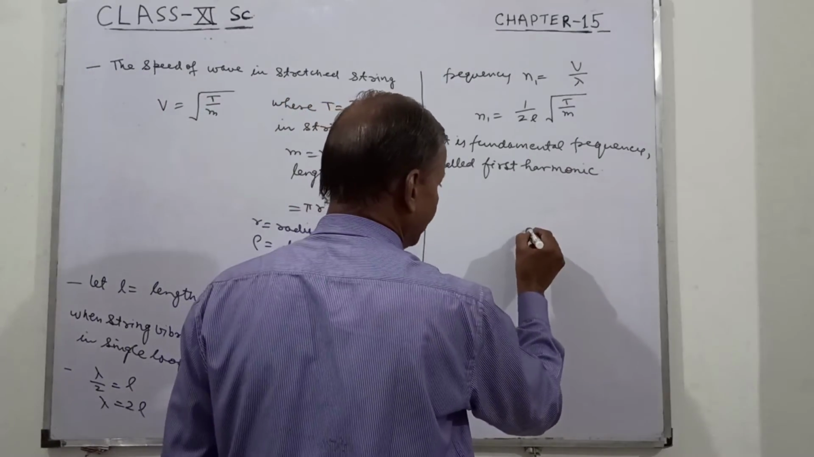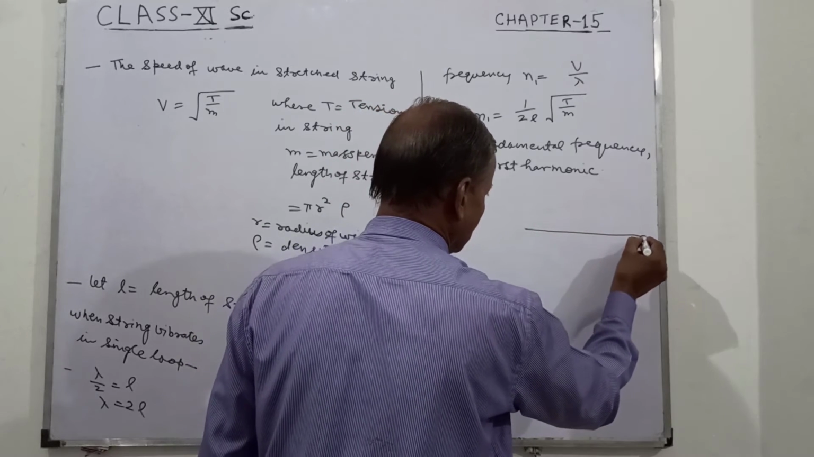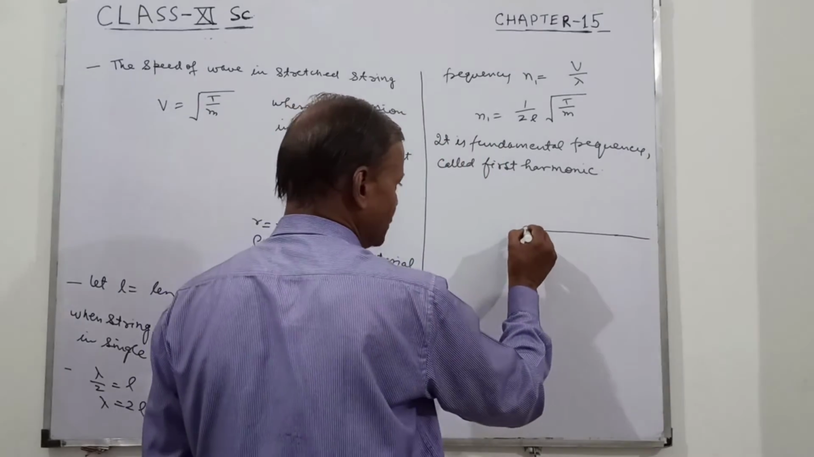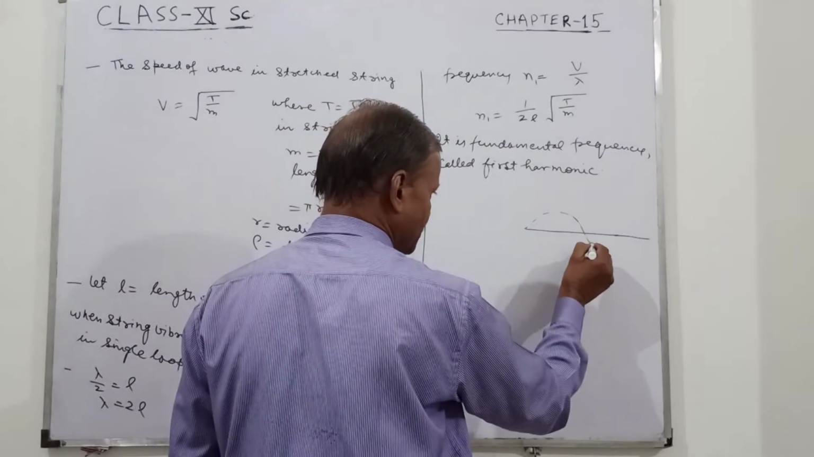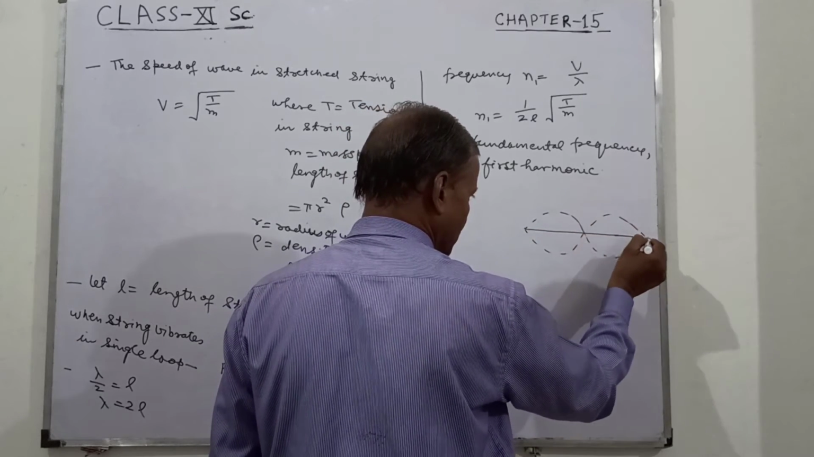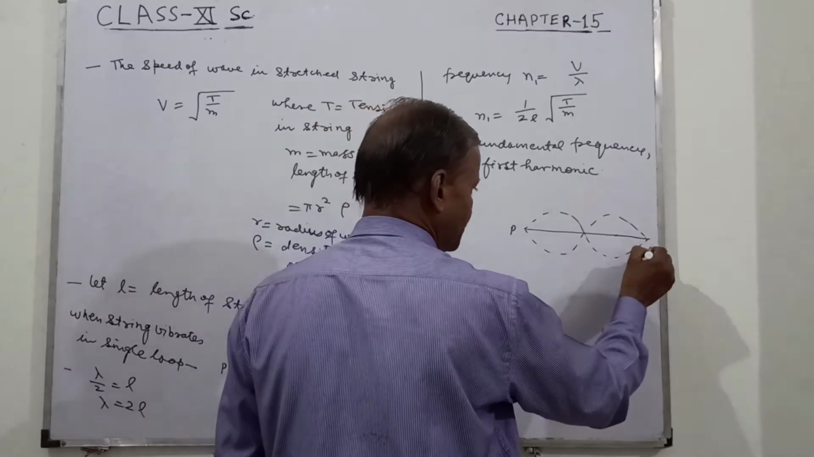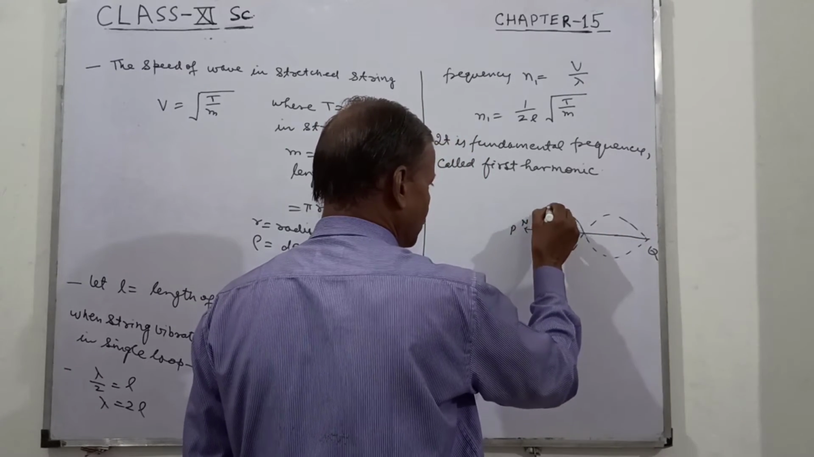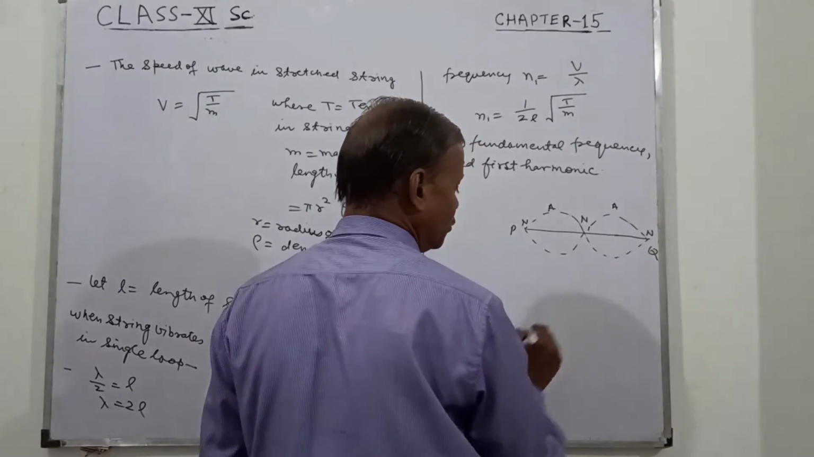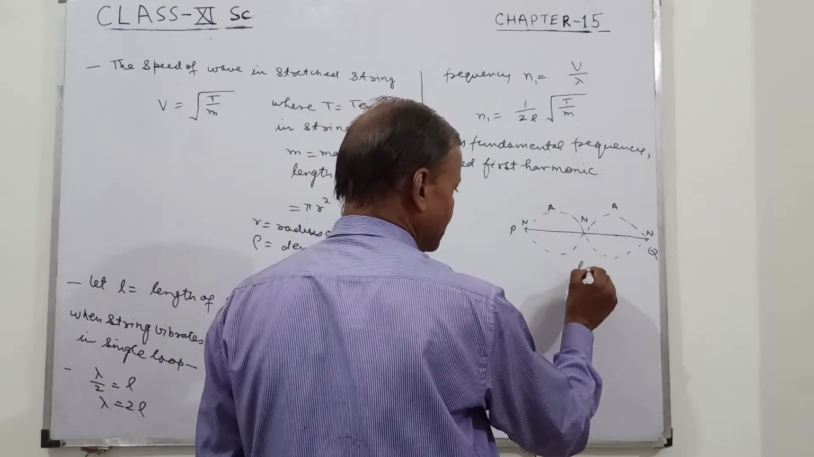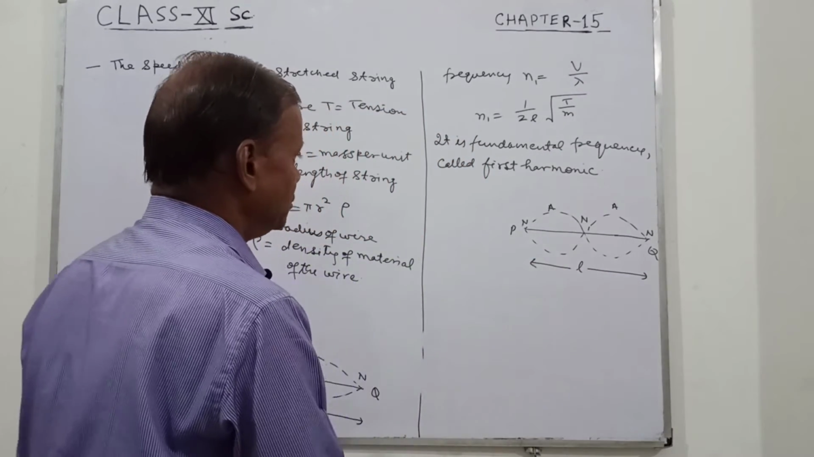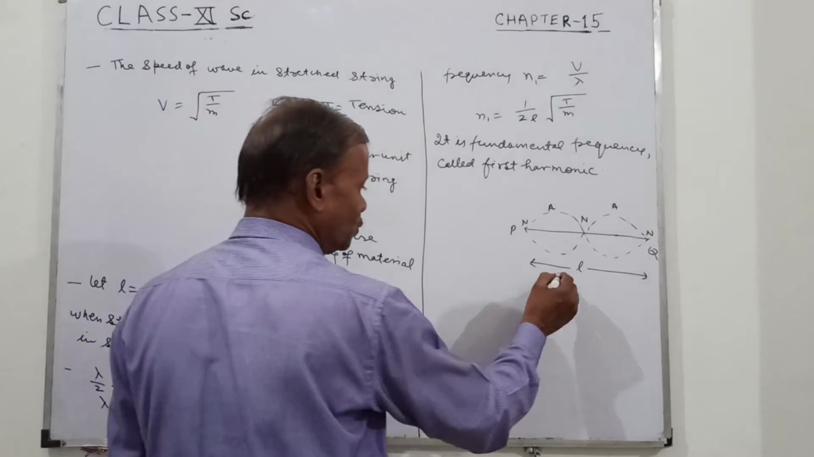Now when the string vibrates in two loops like this, this is P, this is Q, with node, antinode, node, antinode and node. Total length is L. The string vibrates in two loops.